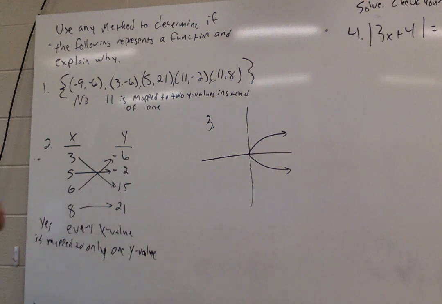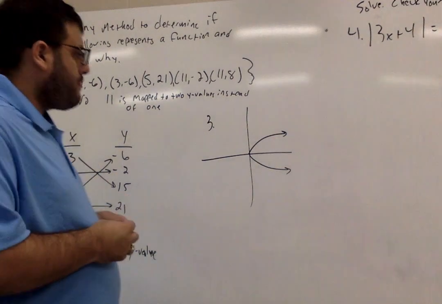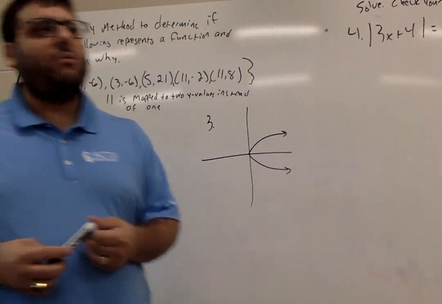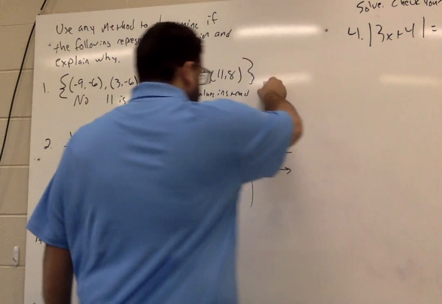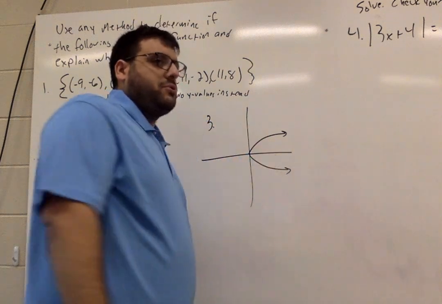Okay. Look at number 3. I don't have x and y values to look at. I just have the graph of that relation to use. What other way can I use to test if a relation represents a function? Good, the vertical line test. Okay. So does number 3 pass the vertical line test? No. Why? Yeah, because if I draw a vertical line, it passes through more than once.